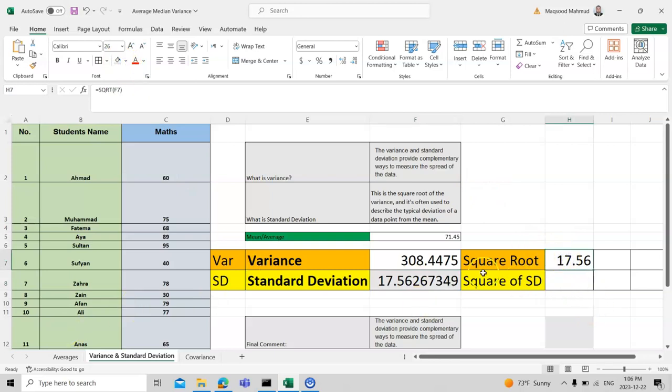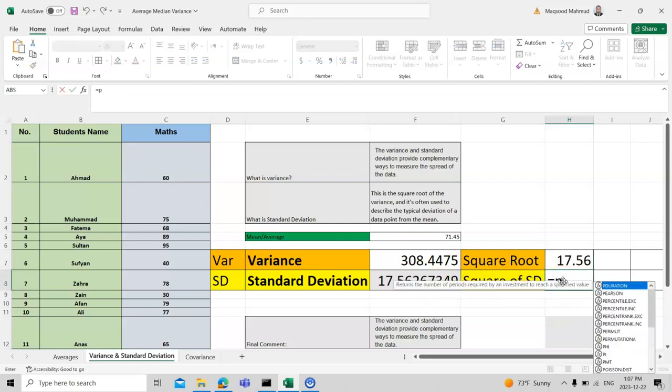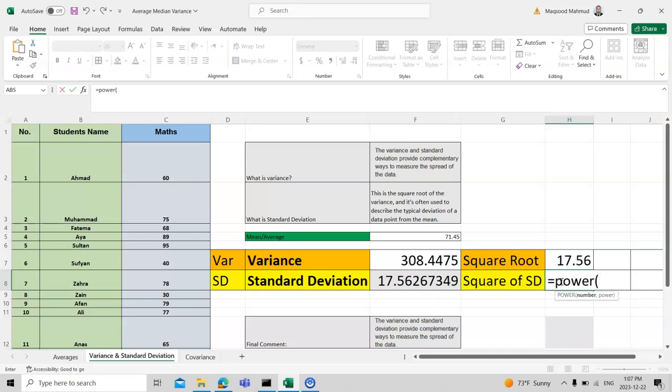And if you want to take the square of the standard deviation back to the variance, there are three methods for taking the square. The first one is the power function: the number, then a comma, then 2. If you want a power of 2, you write 2; if you want a 3, you write 3, but here we need 2. You see the value here and this value are the same.